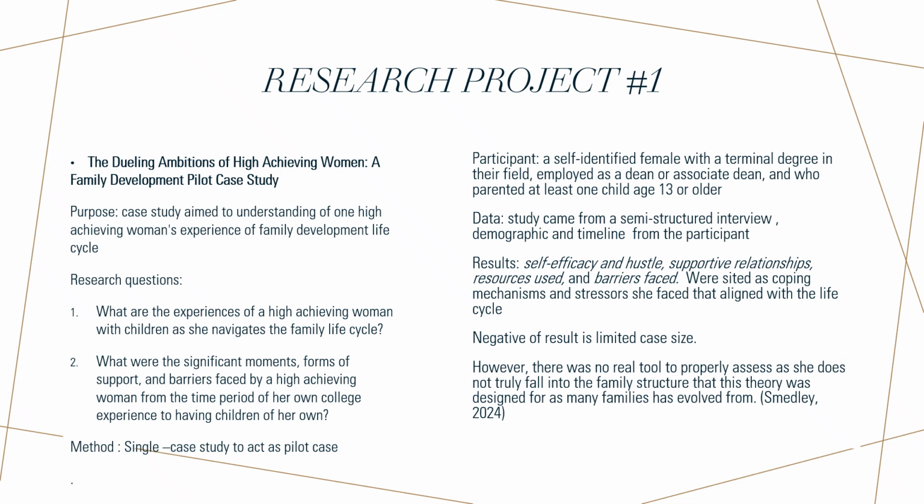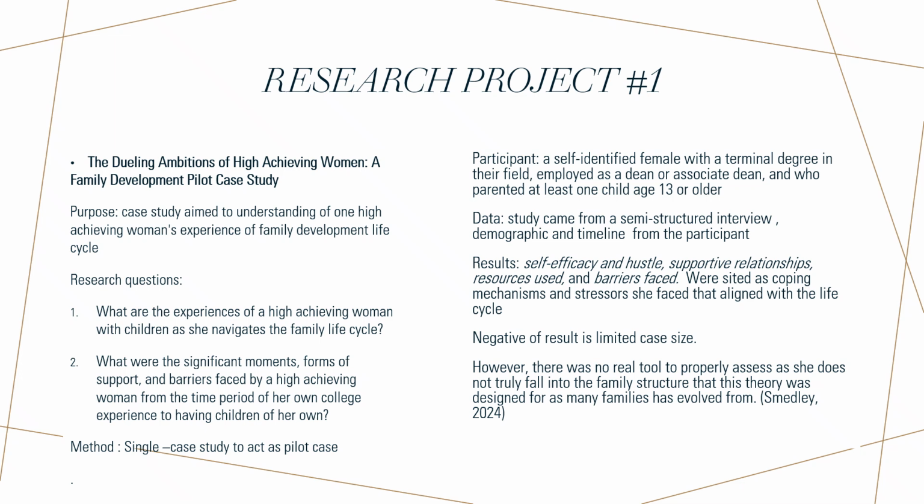So one of the first research projects I found was actually the dueling ambitions of a highly achieving woman in a family development pilot study. Now this one is very interesting because it takes a non-traditional family, a woman, where about 40% of women in the US are now the breadwinners of their families, which is a non-traditional role, and non-traditional in that family. And it looks at how they are working in these stages.